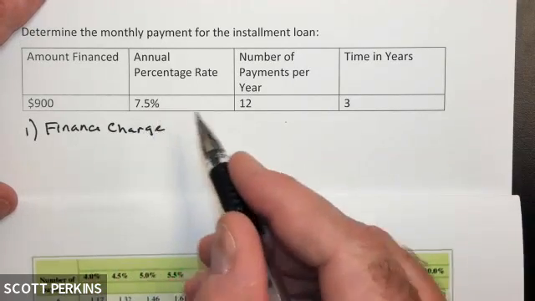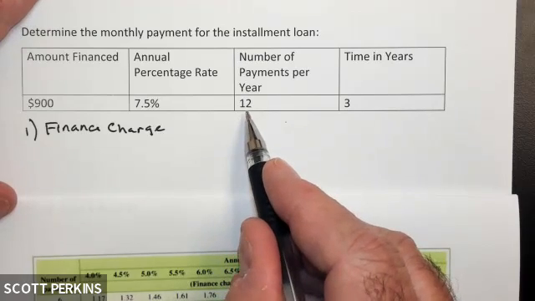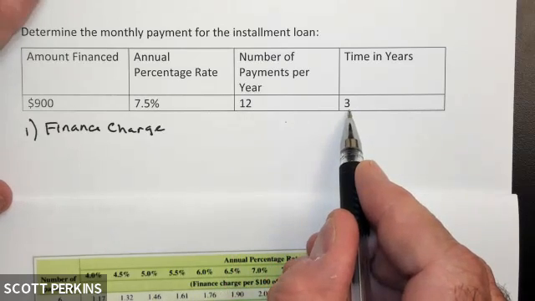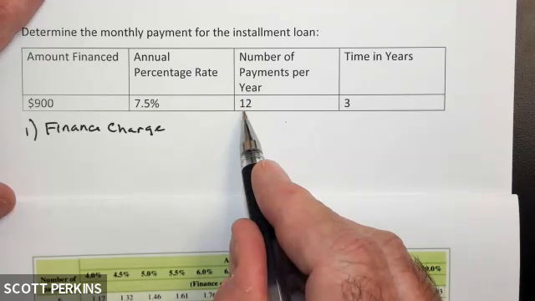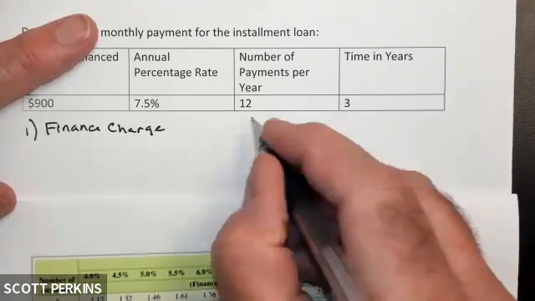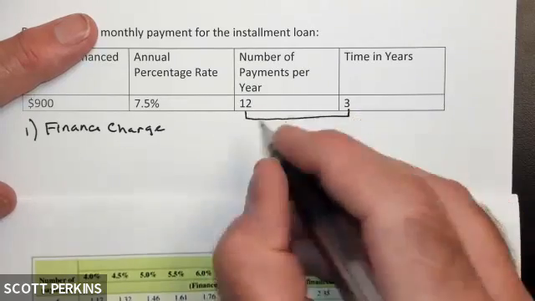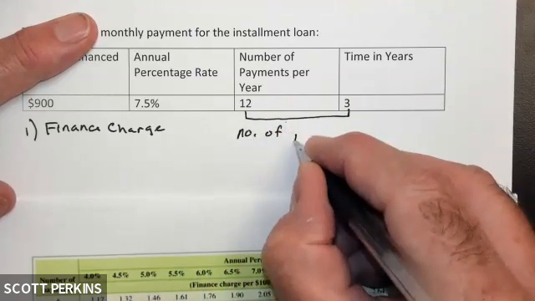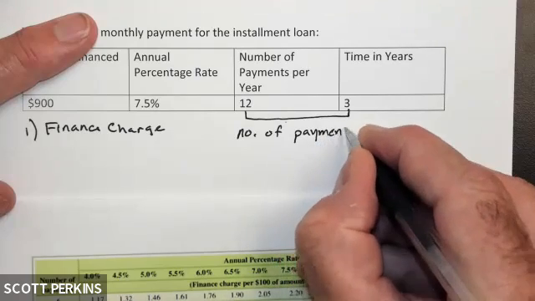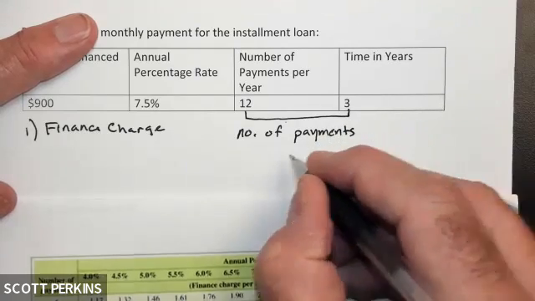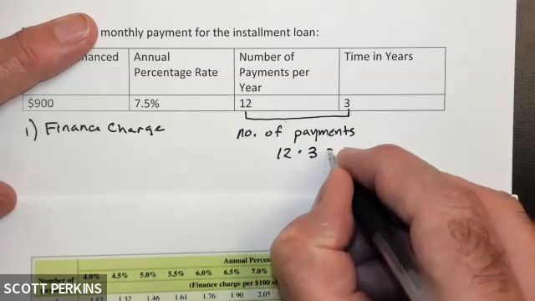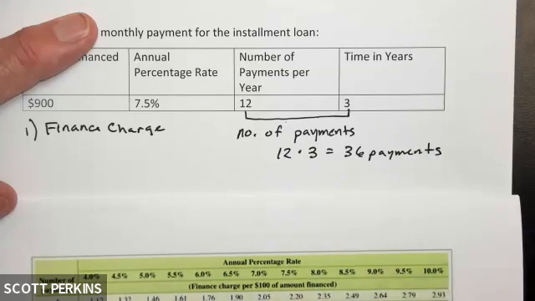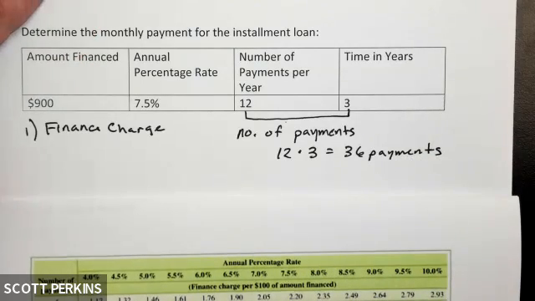But then here's the difference between what we've done in class and this problem. We have the number of payments per year and 3 years. So if I have 12 payments, meaning I'm paying each month for 3 years, when I combine those two things, the number of payments is equal to 12 times 3. There are 36 payments total. All right, now I will be able to do that to figure out my finance charge.